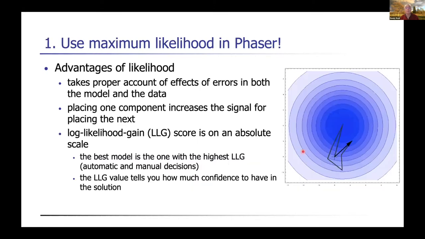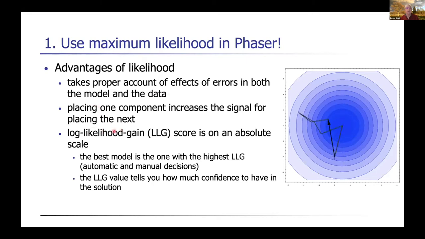So top tips. Number one, it's kind of self-serving. It's use maximum likelihood in Phaser, because you haven't got any other choice in Phenix, but there are a number of advantages of using likelihood, which is why we developed Phaser. The big thing about likelihood is that it's a probabilistic method. So it's built on the idea of taking account of the effects of errors. So it accounts for the errors in the model and it accounts for the errors in the data, which is important, especially for difficult problems. Another advantage is that if you place one component, and we'll see that in a quick demo later, that increases the signal for placing the next one.